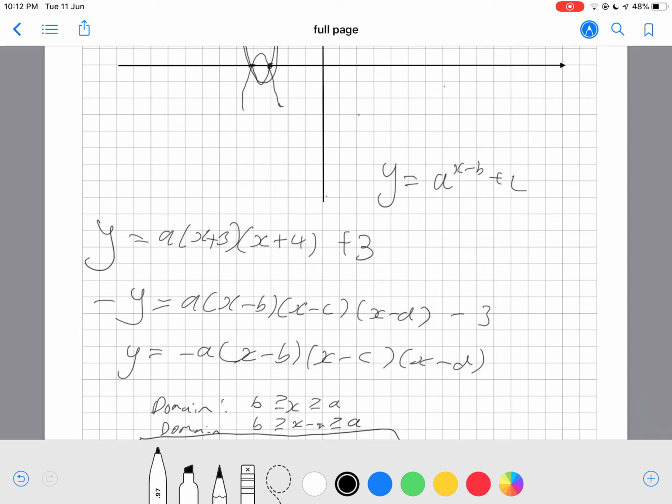Okay, so if we had our exponential, y equals a to the x minus b, plus c. If we had negative y equals a to the x minus b, plus c, you move the negative to the other side, and only the c and the a become negative, okay? So we say y equals negative a to the x minus b, minus c. That is all there is to it, okay?